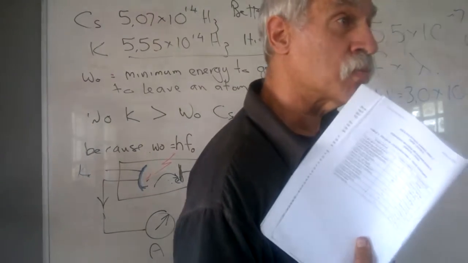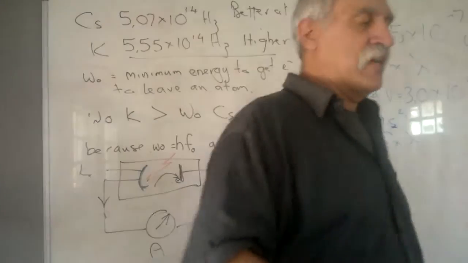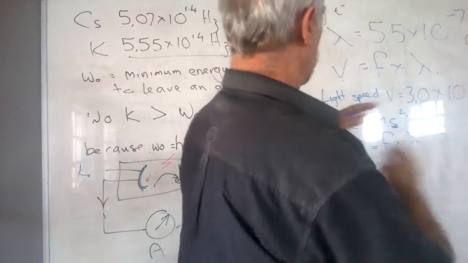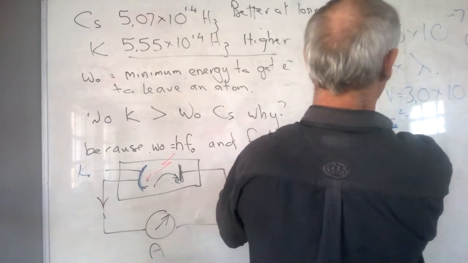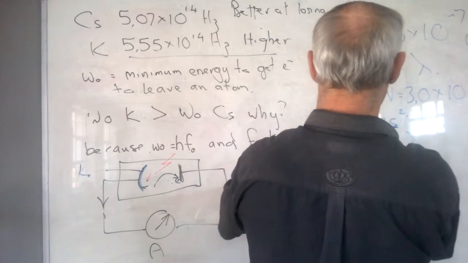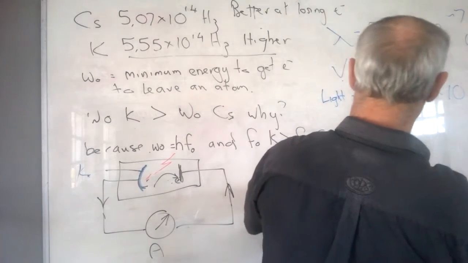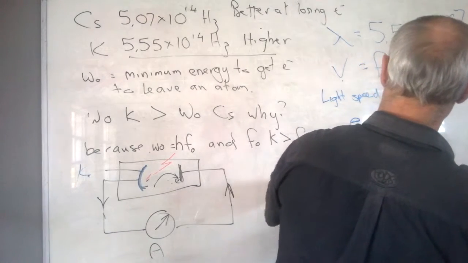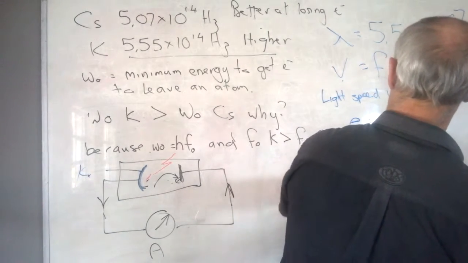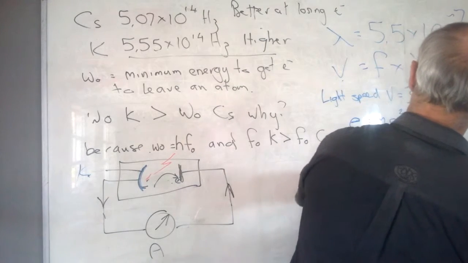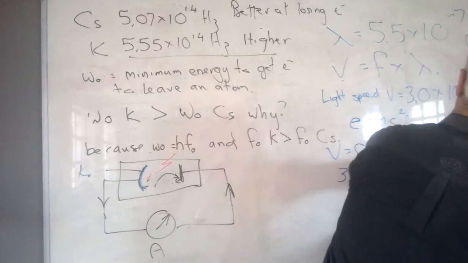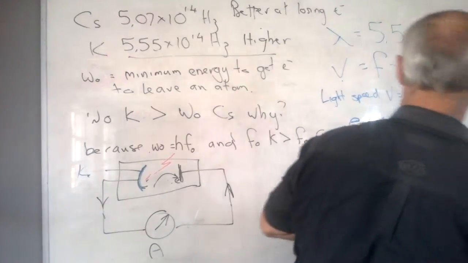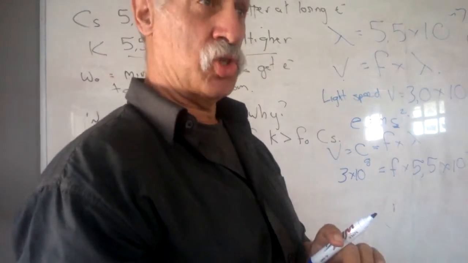Shall we do it? Okay, let's take this equation, let's fill in the values, and let's work out what f is. So we're going to have to put what here? 3 times 10 to the 8 equals frequency times 5.5 times 10 to the minus 7. Does that make sense to you?